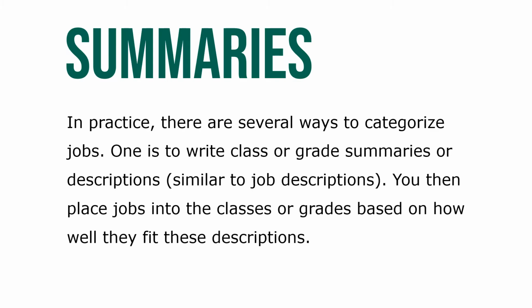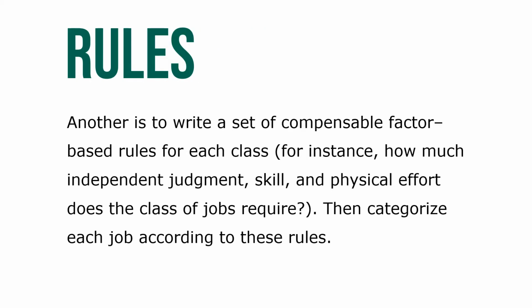In practice, there are several ways to categorize jobs. One is to write class or grade summaries or descriptions similar to job descriptions. You then place jobs into classes or grades based on how well they fit each description. Another is to write a set of compensable factors or rules for each class. For instance, how much independent judgment, skill, or physical effort does the class of jobs require? Then categorize each job according to those rules.